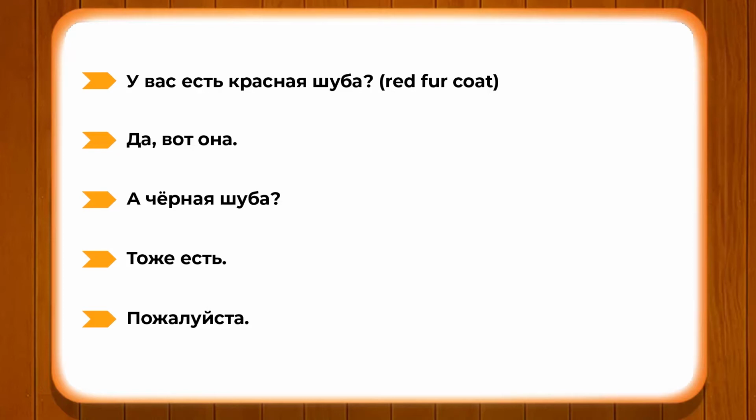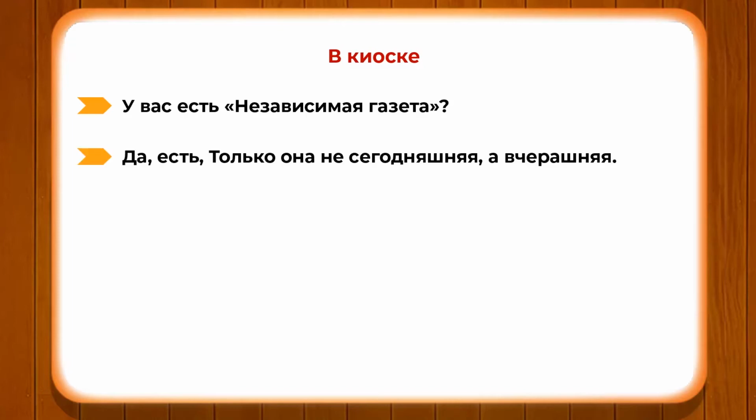Okay, so now we will go ahead and pay attention to another form of dialogue. The title is киоск. Like we have done магазин, киоск. Киоск is a small shop. У вас есть независимая газета? Do you have Независимая газета, the name of a newspaper? Да, есть, только она не сегодняшняя, вчерашняя. The person is answering, yes, we have, but it is not today's but yesterday's.